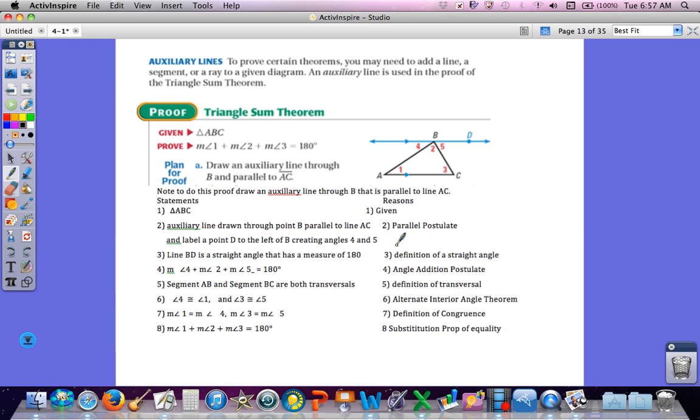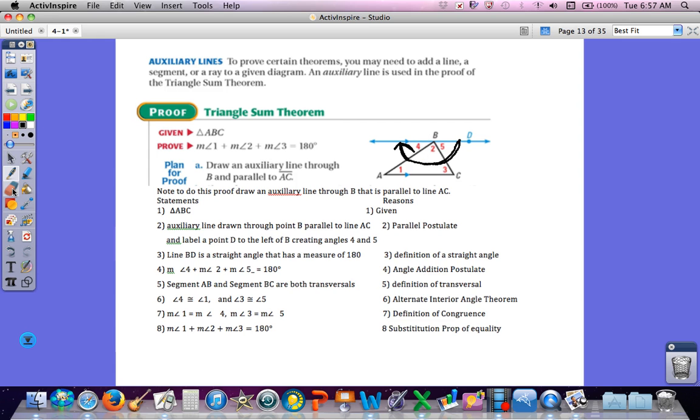That's the definition of a straight angle. We just say this is how it is. We know that because that's the definition of it. So now I'm going to take angle 4, angle 2, and angle 5, and they add up to 180 degrees. They add up to this straight angle, this being the straight angle here. Okay? And that's the angle addition postulate. It's not linear pair postulate because there are 3 angles, not 2.